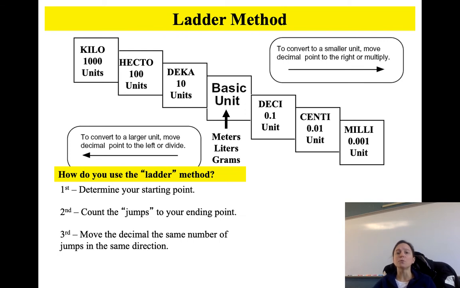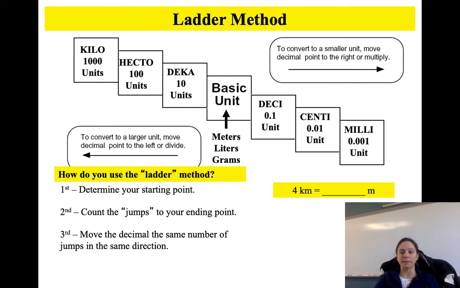And so what are the rules for converting one metric unit to another metric unit? So the first thing you need to do is determine your starting point. Next, you count the number of jumps to your ending point. The starting point is the label that is currently on the number, and the ending point is what you want to change it to. So then the third step is to move the decimal the same number of jumps and in the same direction.